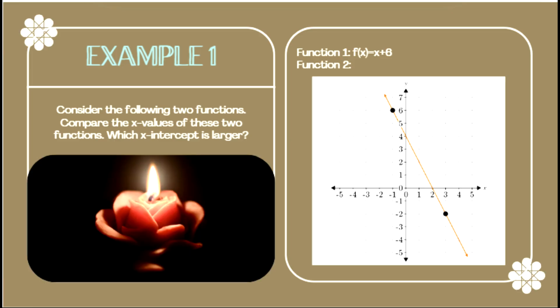Example number 1. Consider the following two functions. Compare the x values of these two functions. Which x-intercept is larger? Function number 1 says f of x is equal to x plus 6, and we want to know the x-intercept. For function number 2, you could just look at it right here and see that the x-intercept is at 2. But we have to figure out where the x-intercept is for this one.